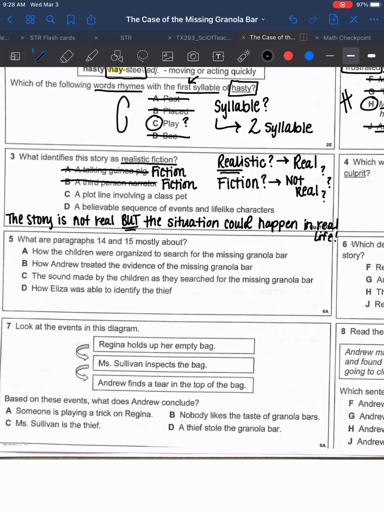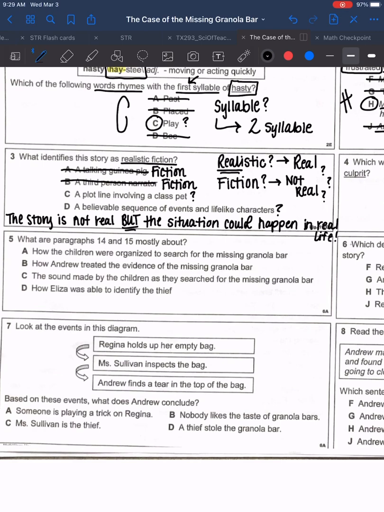So we're going to go ahead and cancel this one out and look at C, a plot line involving a class pet. Well, we know that some classes in some schools, they'll have a class pet. So we'll look at that one. And then we'll look at D as well because it's a believable sequence of events and lifelike characters. That sounds a lot like what we just said, that the story is not real, but the situation could happen in real life. It's something believable and the characters are lifelike.